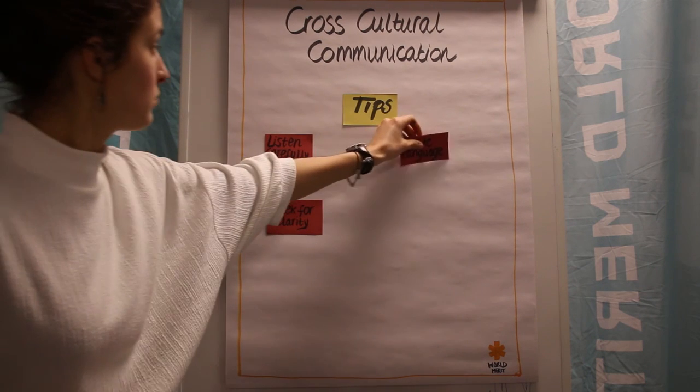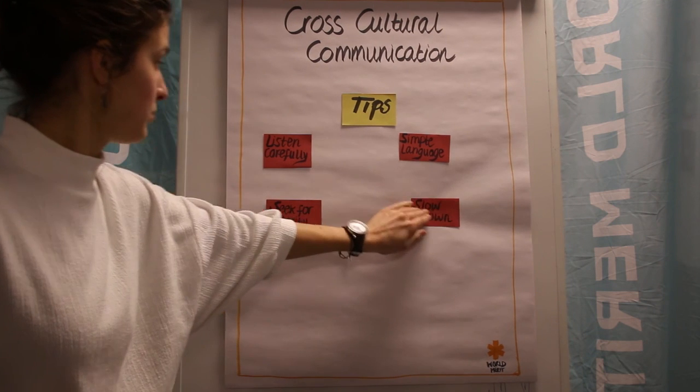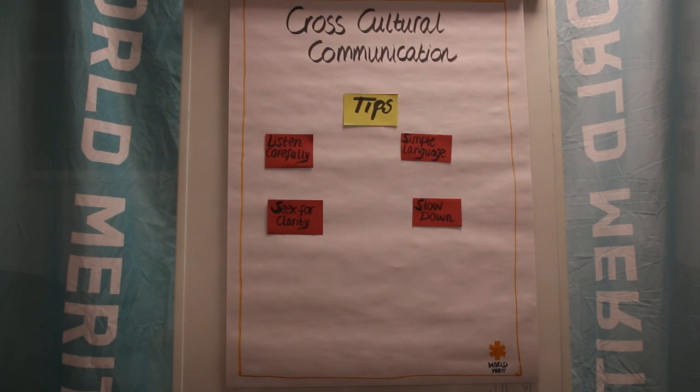Another tip is that it's very helpful to use simple language. And with simple language, I don't mean that you need to pretend that you're speaking to a toddler. I mean that you just need to use common words which mainly everyone can understand. Another one is that it's very helpful to sometimes slow down your pace of speaking and at the same time check for understanding. Are you going too fast? Do you maybe need to repeat yourself? So that's of course the other tip. Be ready to repeat yourself.